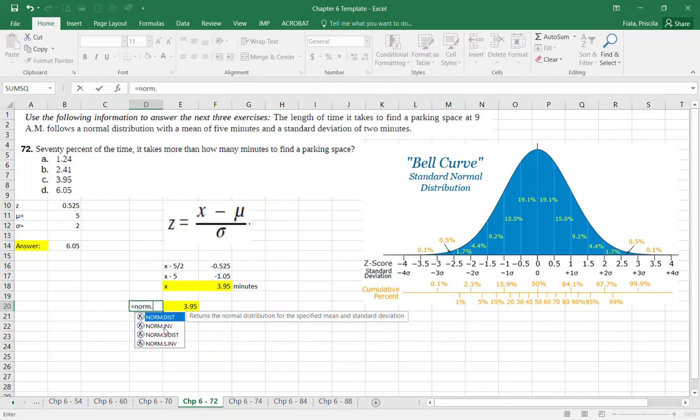And the same thing for the NORM.INV, which is just showing you the other side, that you want to find from the value. So in this case it's for the population right here, and then S is for the sample. If I'm talking about a sample, you would be using the one with S. And if I'm talking about just the population, and I'm not giving you any other information, such as right here, the length of time it takes to find a parking space follows a normal distribution, I'm not saying that I'm only looking at 3 parking spaces out of the whole parking lot.